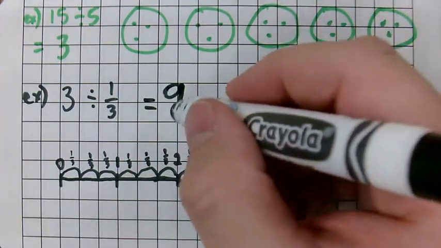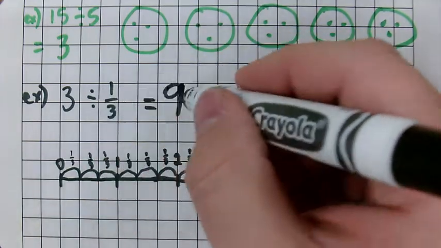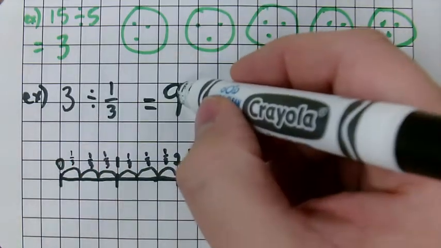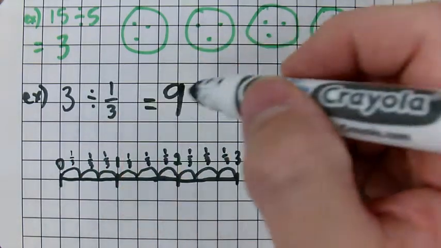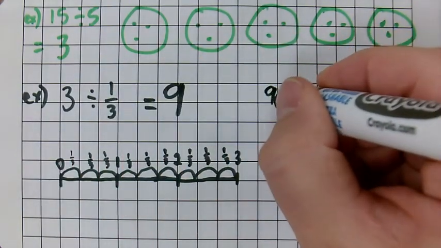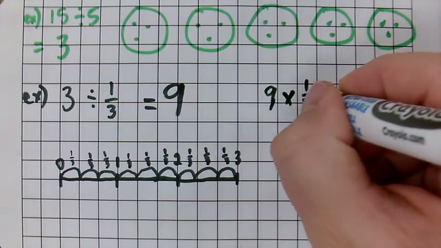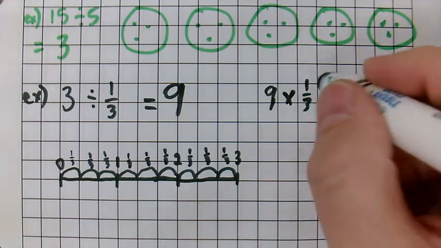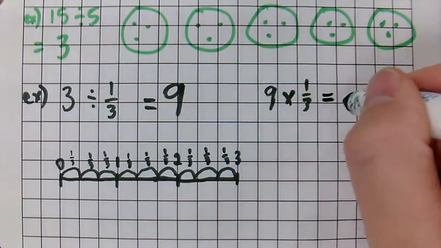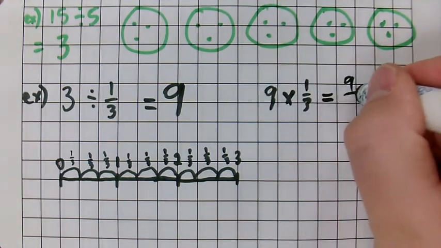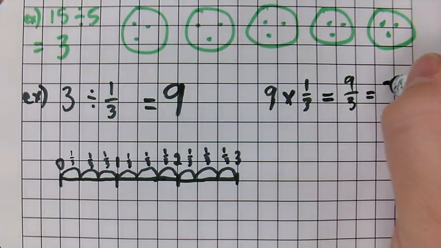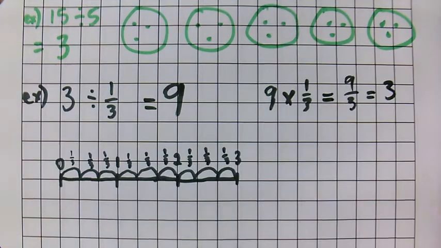We could check our answer as well by using multiplication and working backwards. So 9 times 1/3 would equal 3, right? Let's check our work this way. 9 times 1/3. If you take your quotient and your divisor and multiply, it should give you your dividend. 9 times 1 is 9, divided by 3, which is 3, which is our dividend.